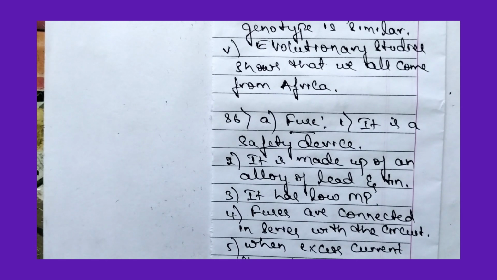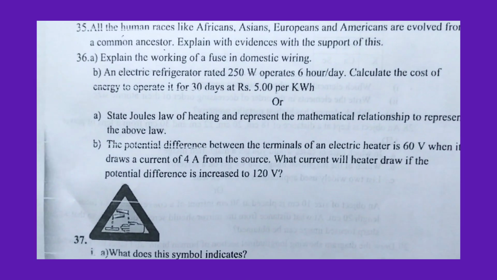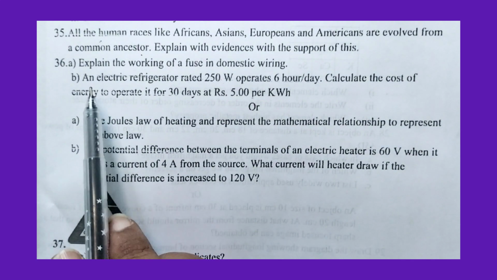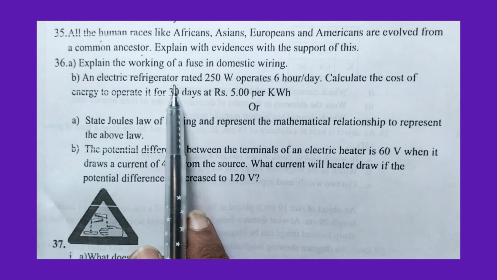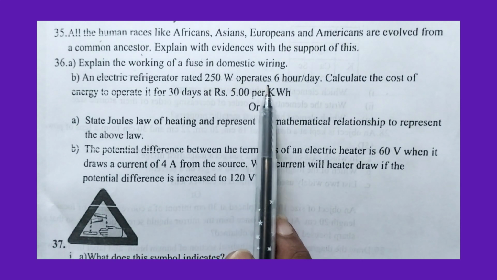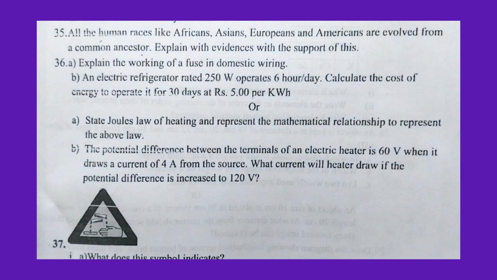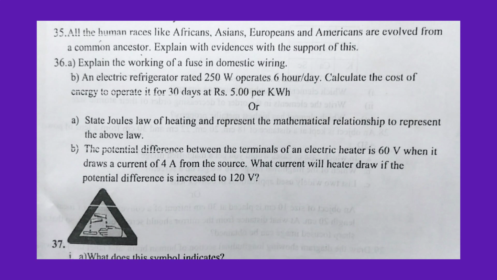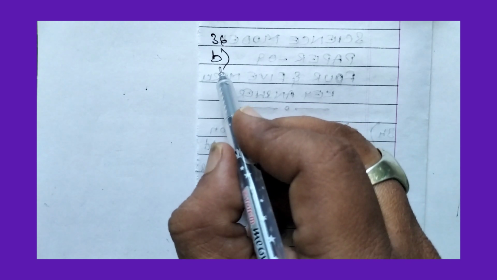So in this question only one more question is there, that is an electric refrigerator rated 250 watt operates 6 hours per day. Calculate the cost of energy to operate it for 30 days at rupees 5 per kilowatt hour. So now let us answer this question. Now let us answer 36th B.